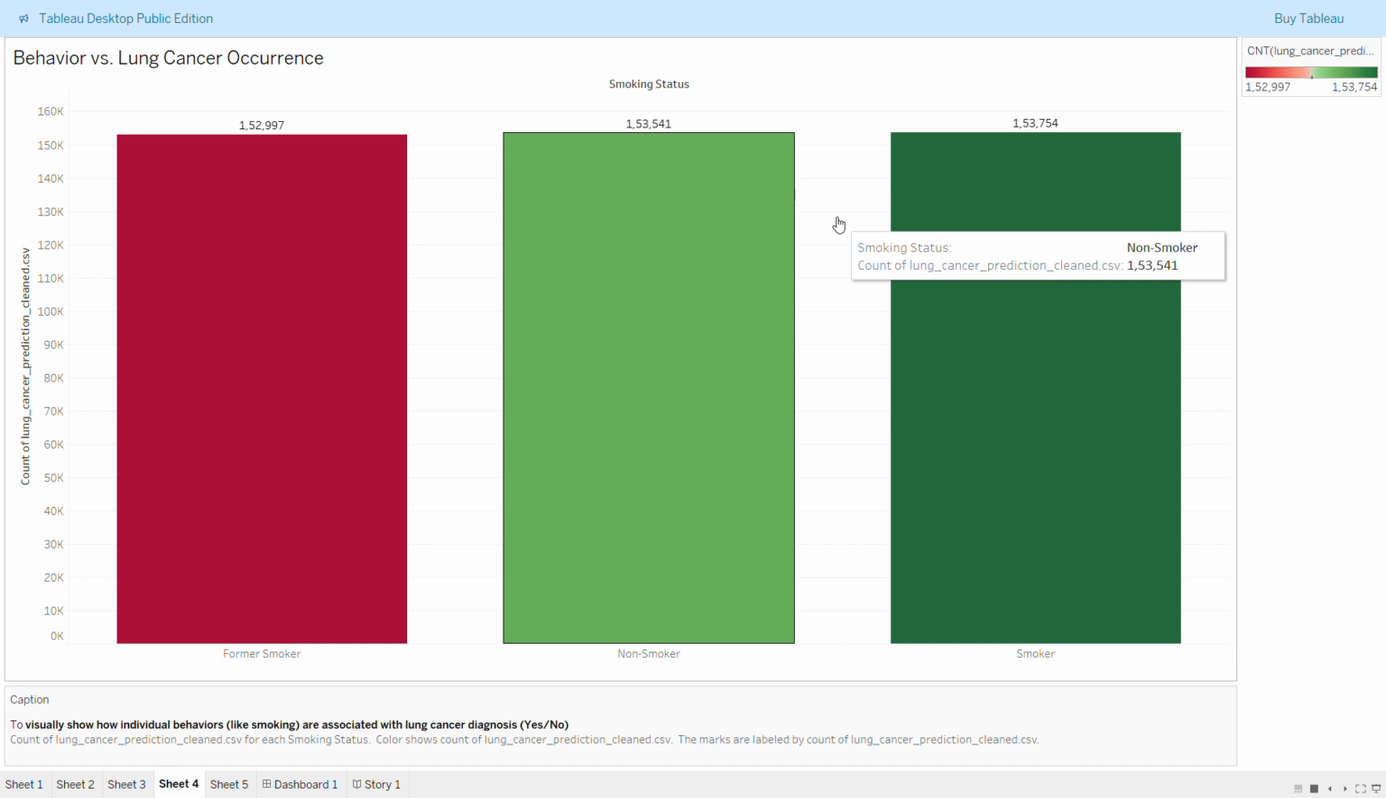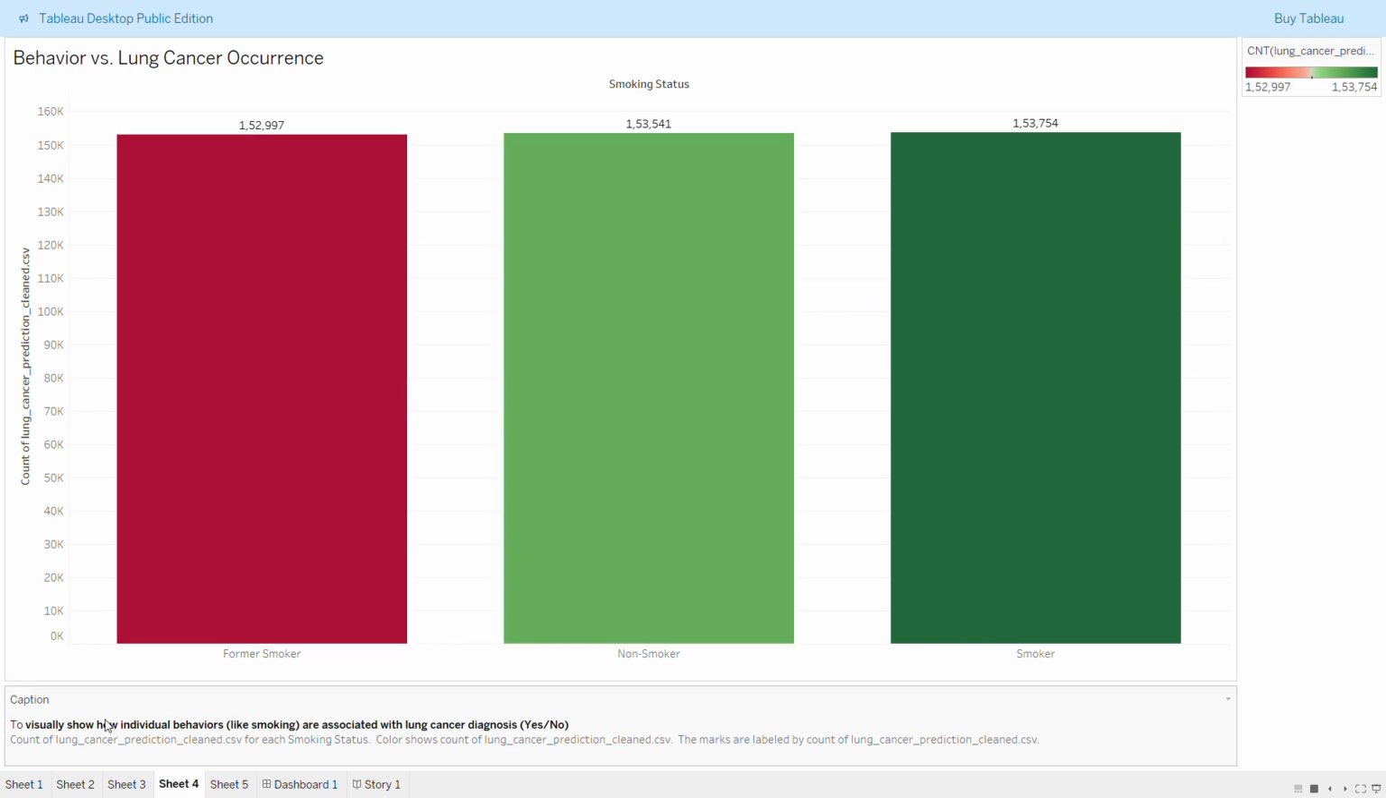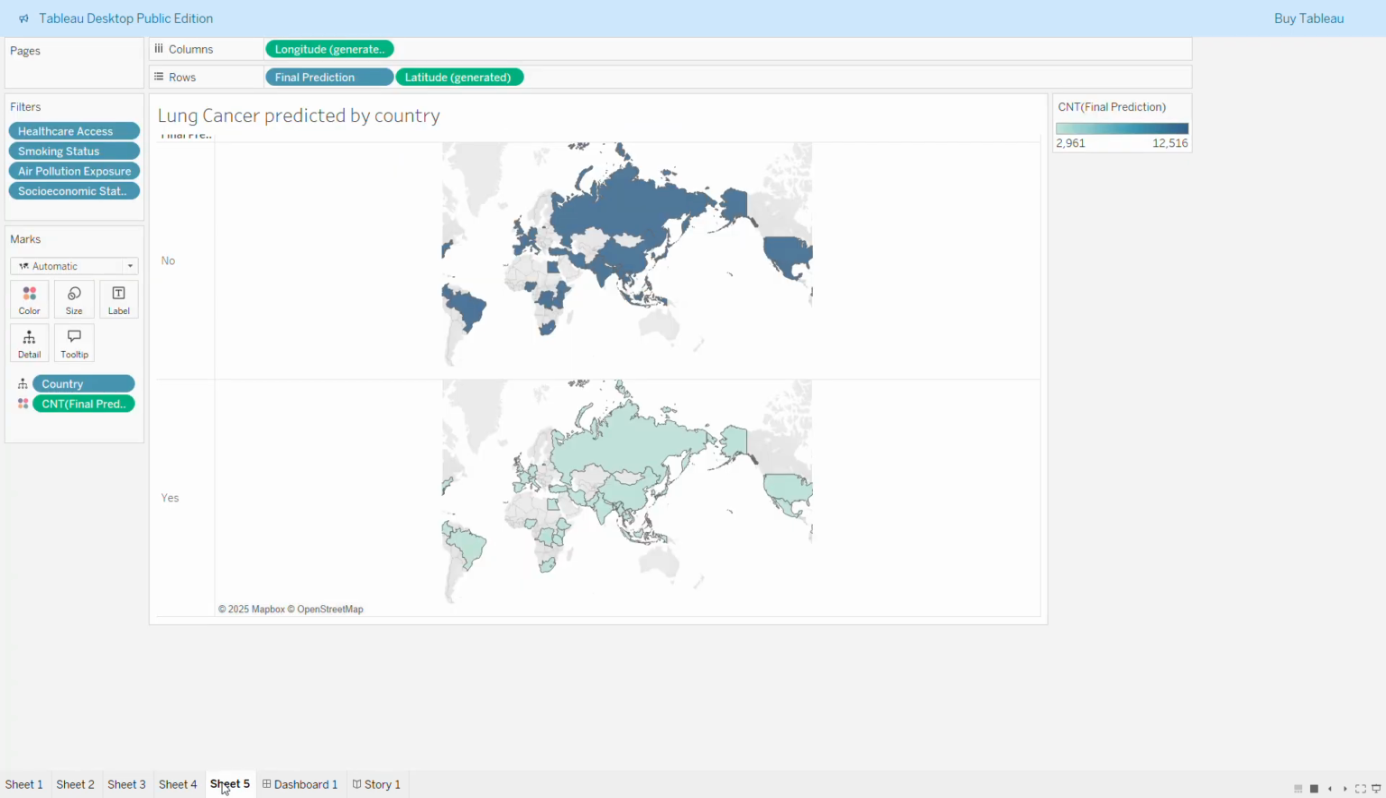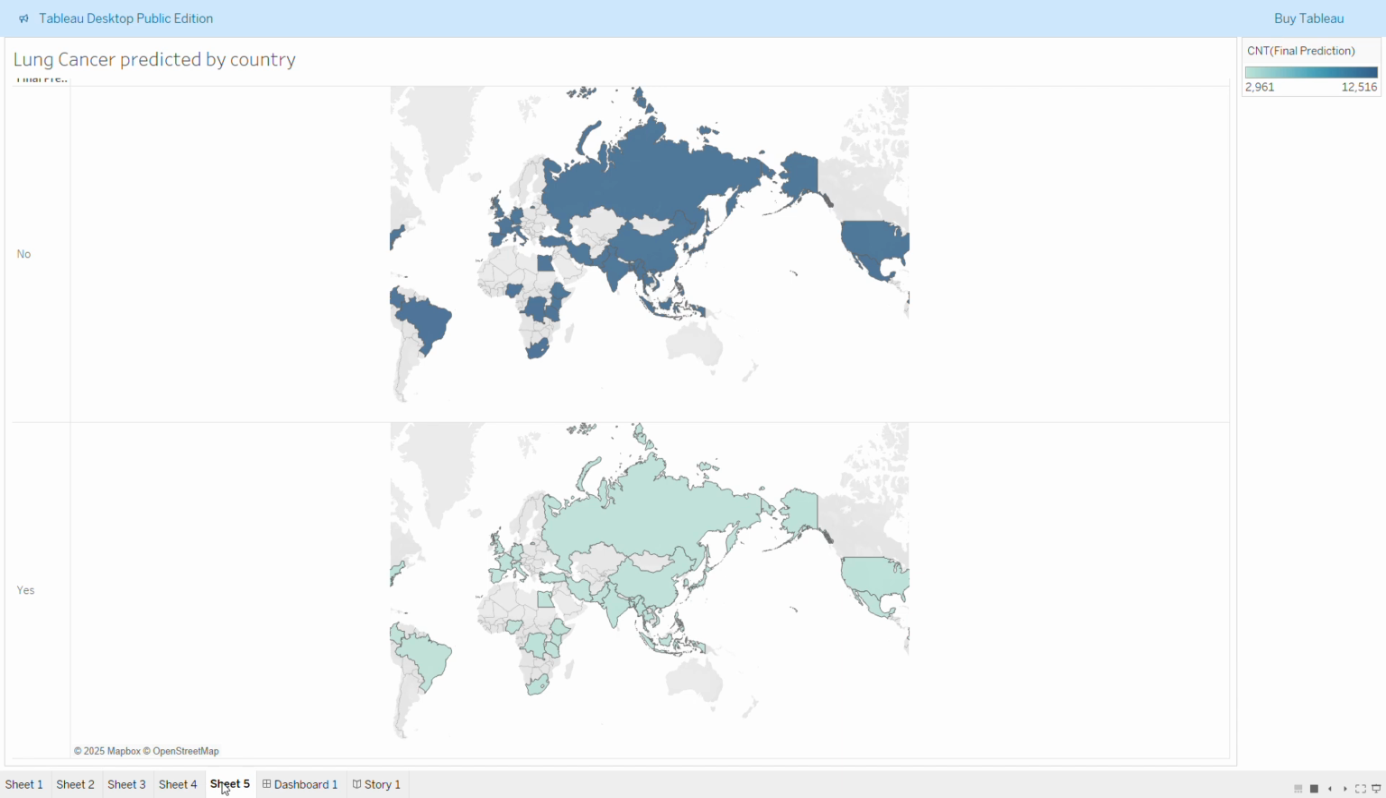These findings underscore the value of public health campaigns and behavioral change programs. This visually shows how individual behaviors are associated with the lung cancer diagnosis, which is yes or no. The color shows the lung cancer predicted. The data name is lung cancer predicted clean.csv, as I mentioned. Each color represents how the marks are labeled by the count for each smoking status.